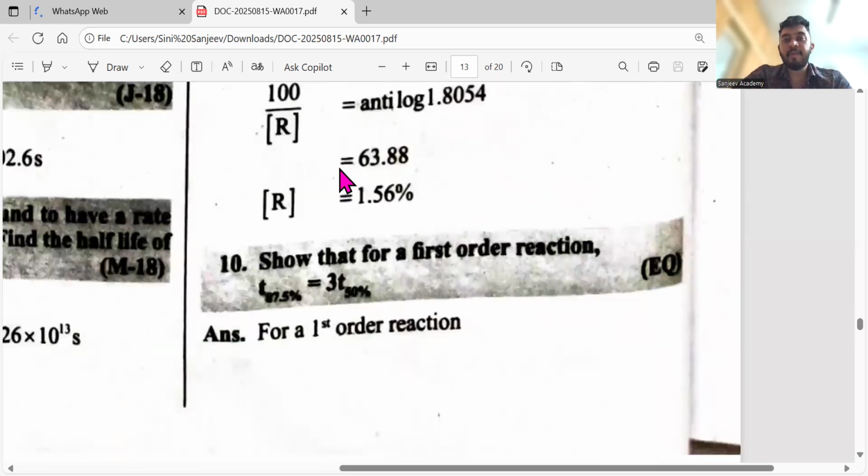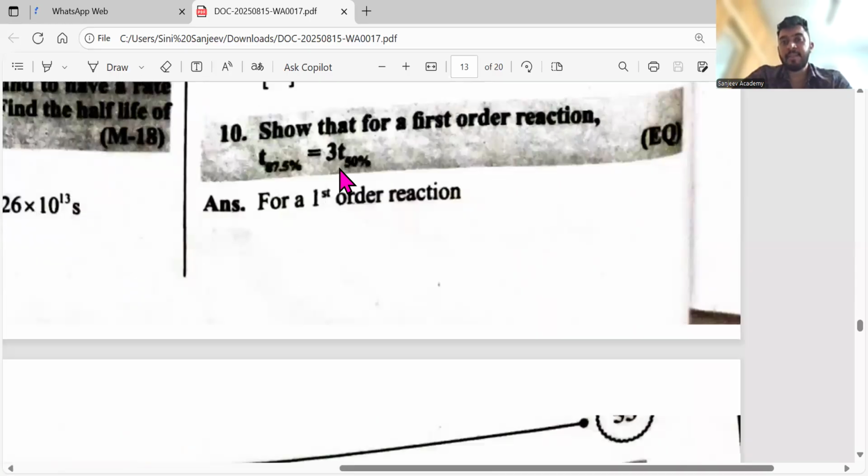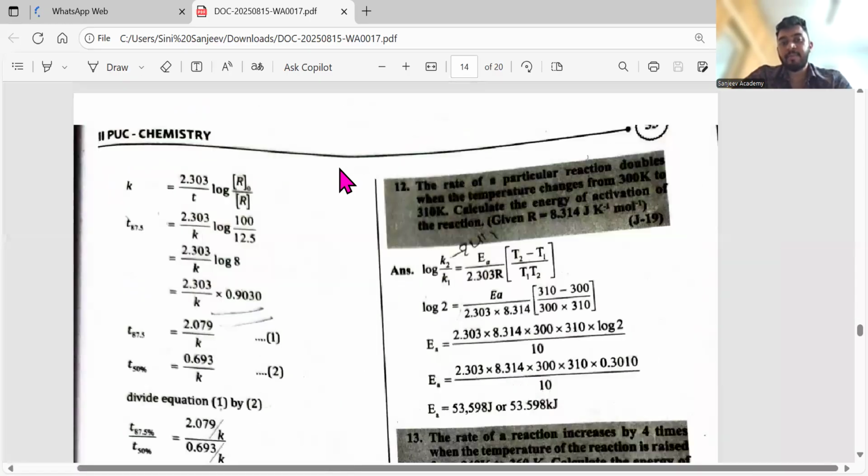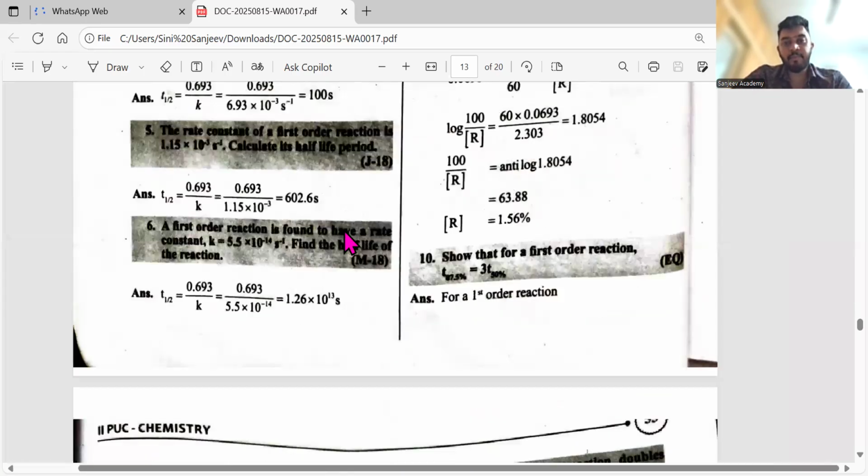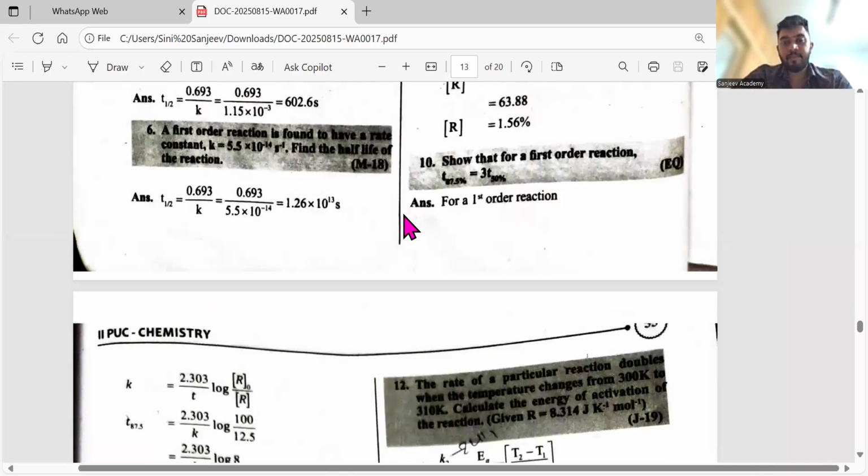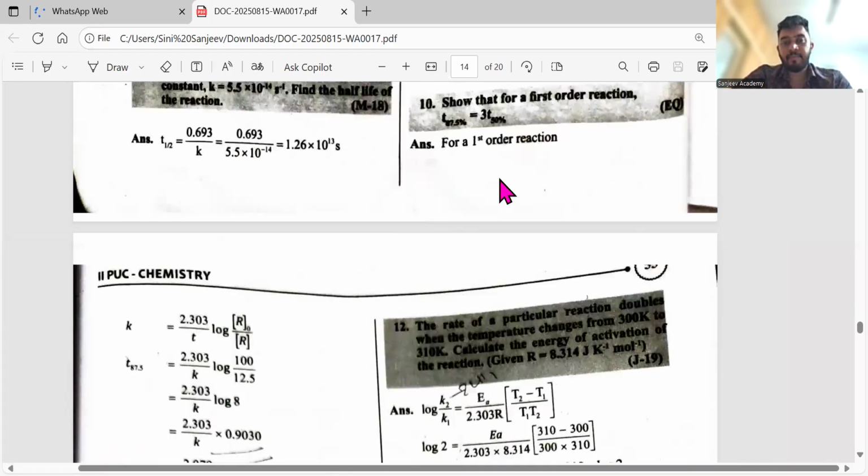And those who are worried about the anti-log, today I'll be teaching it in the class when this is over. And then coming to the next type of question.